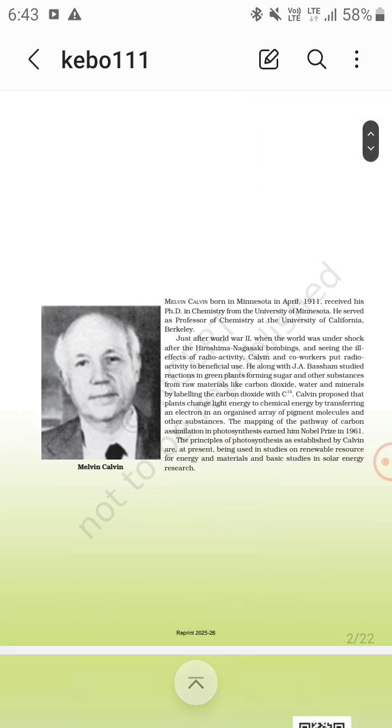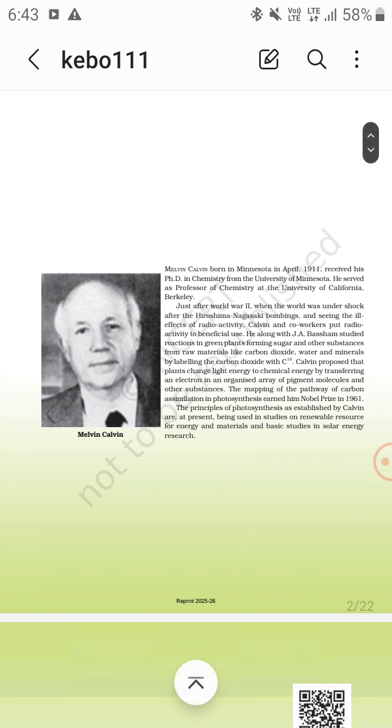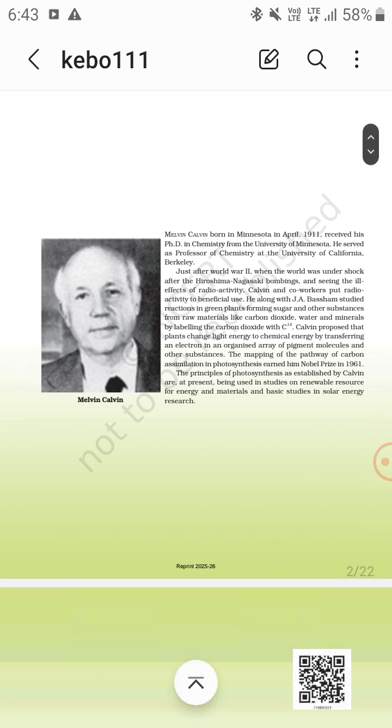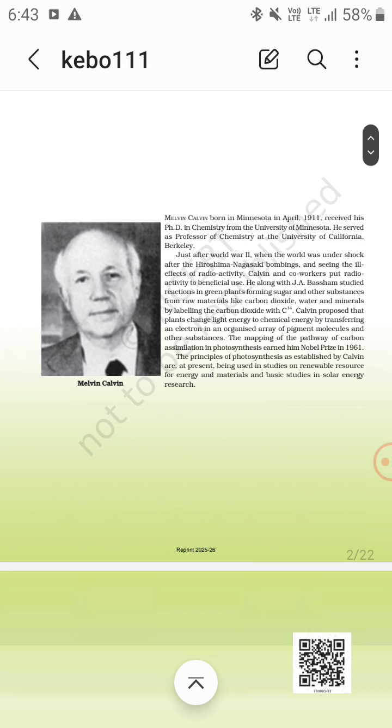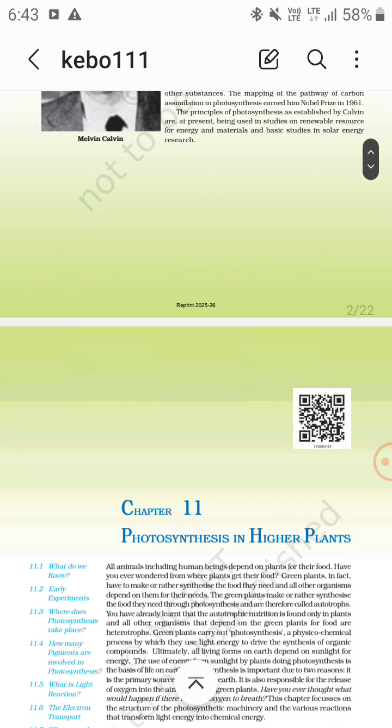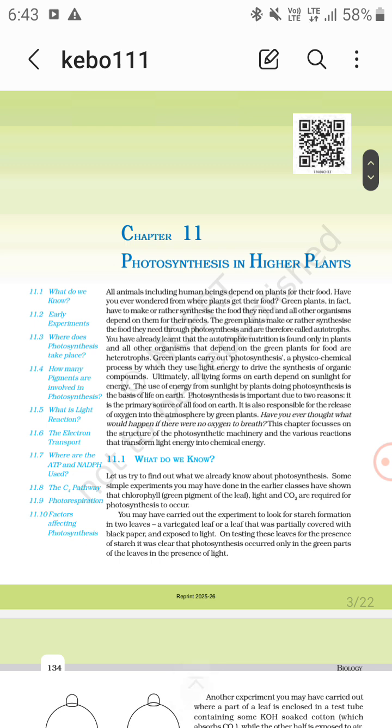So, photosynthesis. During World War II, Calvin used the C-14 radioactive isotope technique on algae. They found out the C3 pathway. Then, photosynthesis in higher plants. All animals, including human beings, depend on plants for their food.